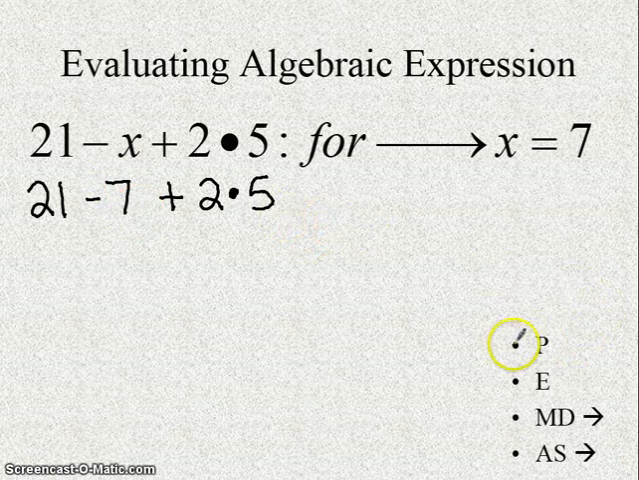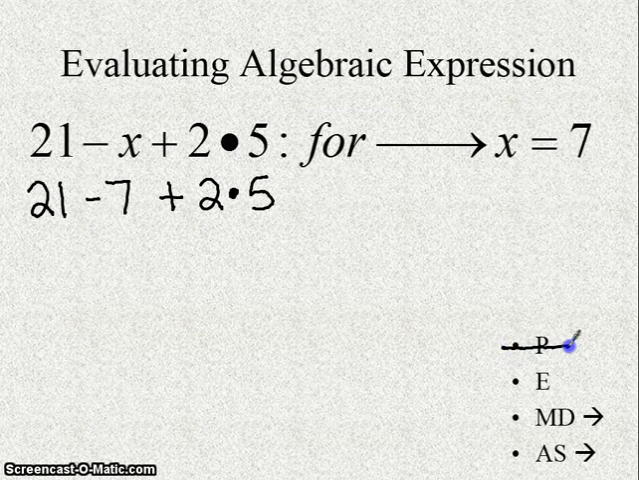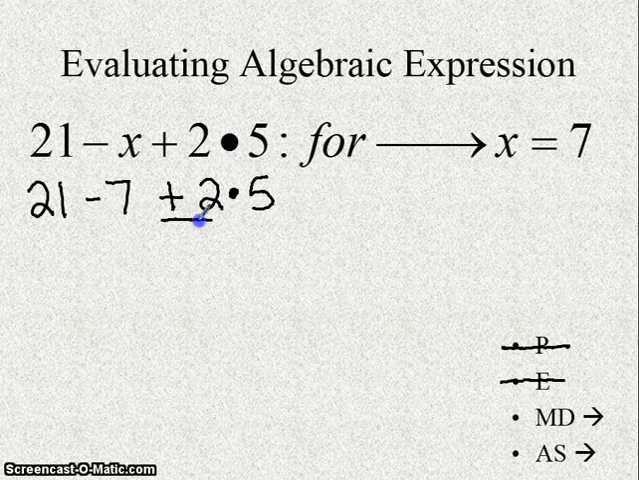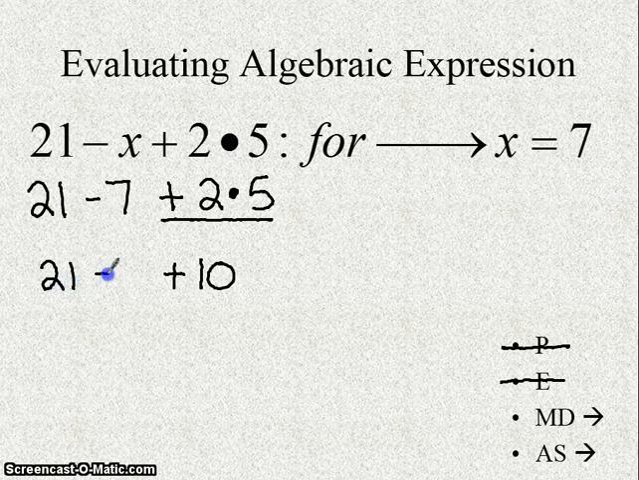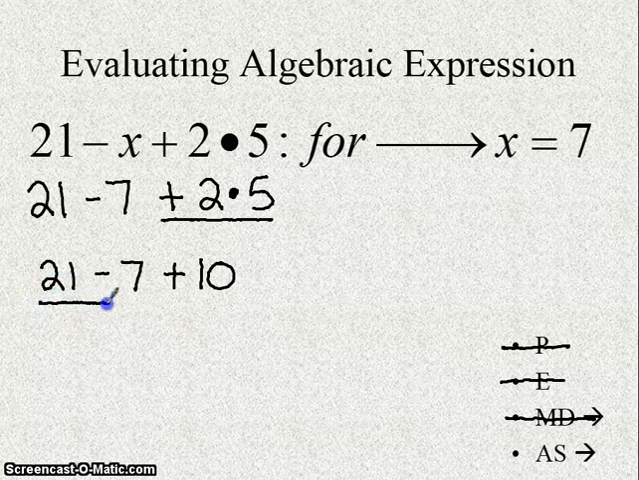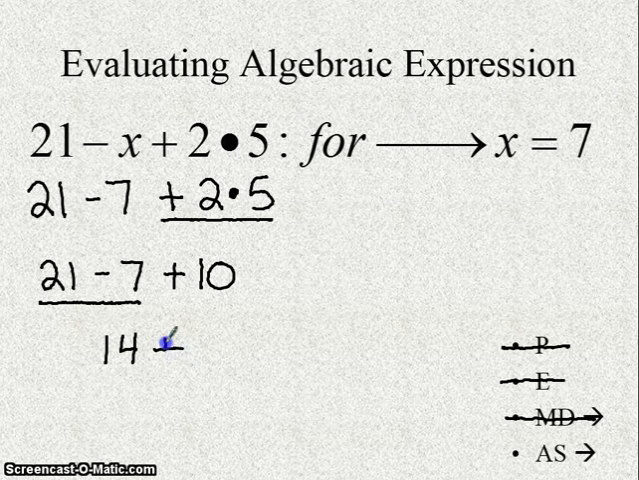Order of operations. Do we have any parentheses? No. Exponents? No. Multiplication or division? Yes. Positive 2 times 5 makes positive 10. So we have 21 minus 7 plus 10. Do we have any more multiplication or division? No. Do we have any addition or subtraction? Yes. 21 minus 7 is 14 plus 10.